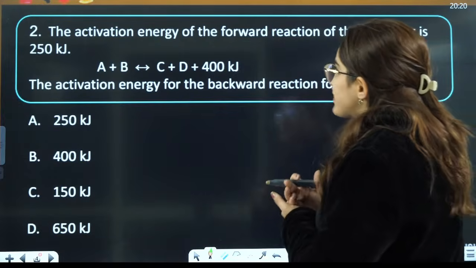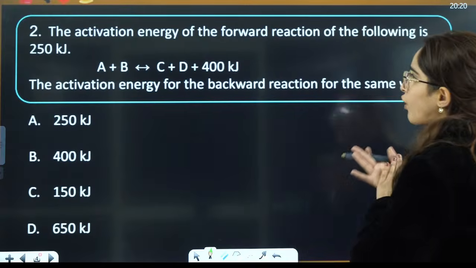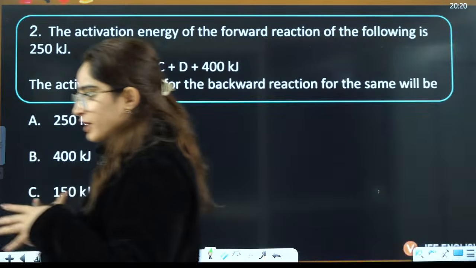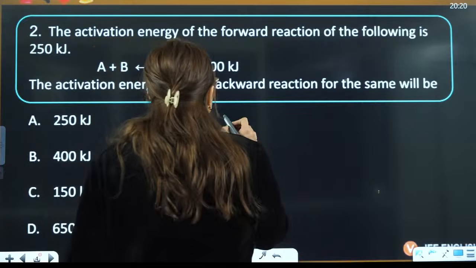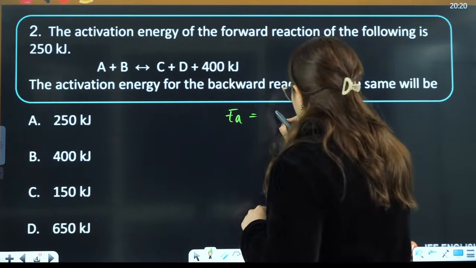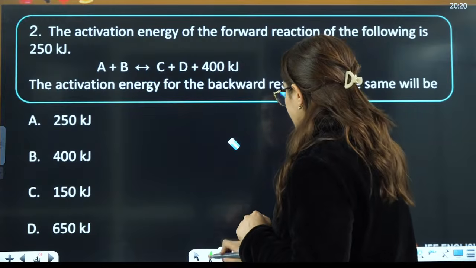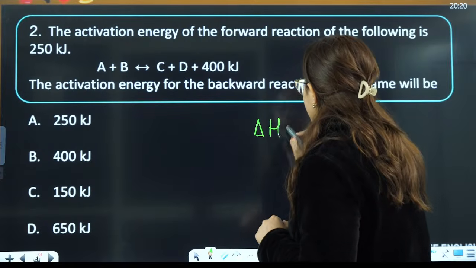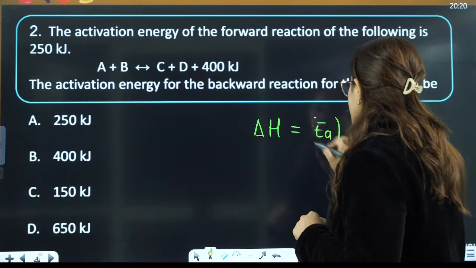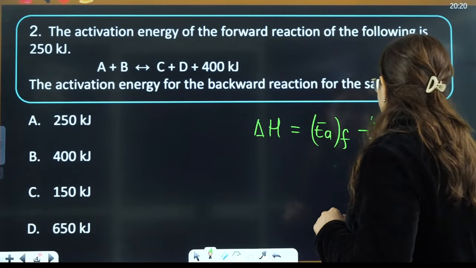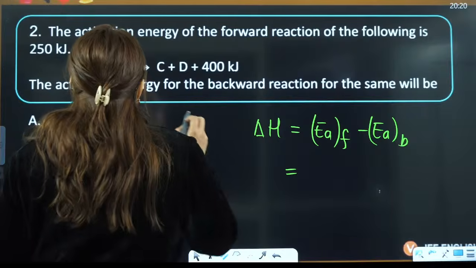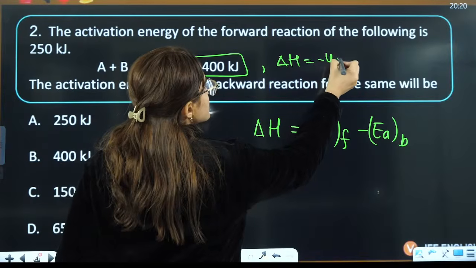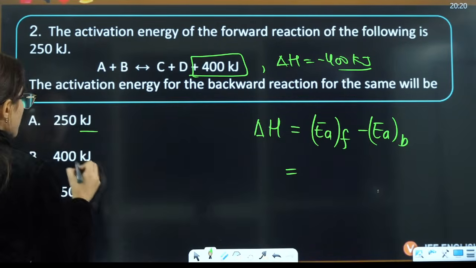Now, if you see the next question here, the activation energy of the forward reaction is 250 kilojoules. The activation energy of the backward reaction will be what? Now, we know that delta H, the enthalpy, is equal to the activation energy of forward minus the activation energy of backward. Now we know that here this much heat is released. Released means delta H is going to be minus 400 kilojoule. And the answer is also in kilojoule.